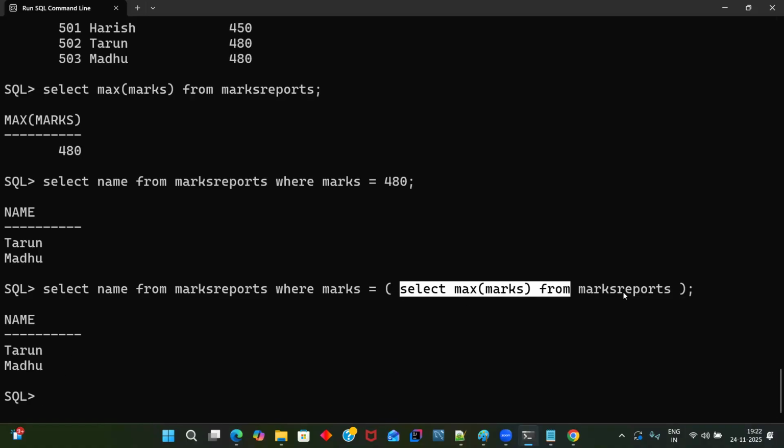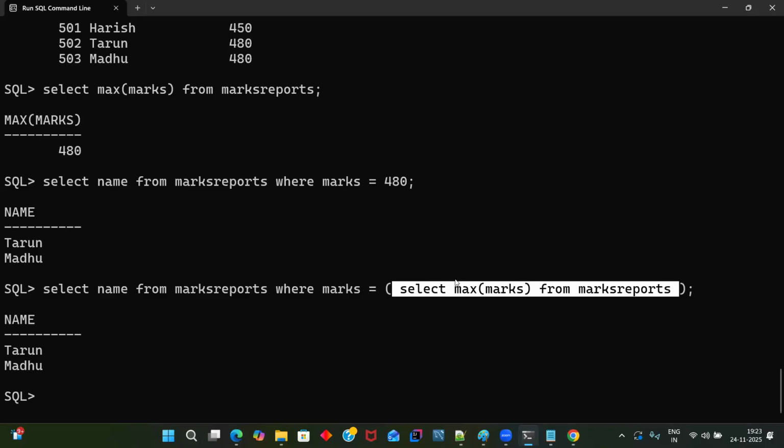Guys, earlier, how many values was the subquery returning? One value. One row, right? But this time, the maximum will be 480 only, but we know that this marks table has two rows. We identify the two rows, and from the two rows we are getting the two people's names. Now, in this case, we can consider the subquery returning more than one row. Does that make sense?